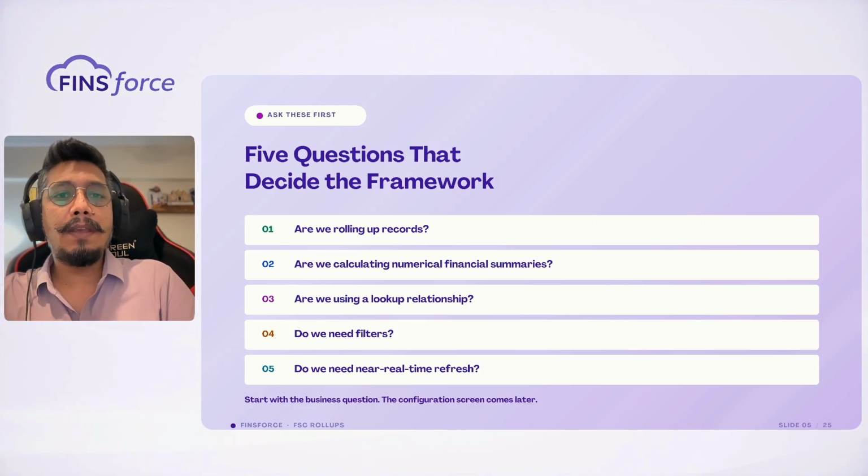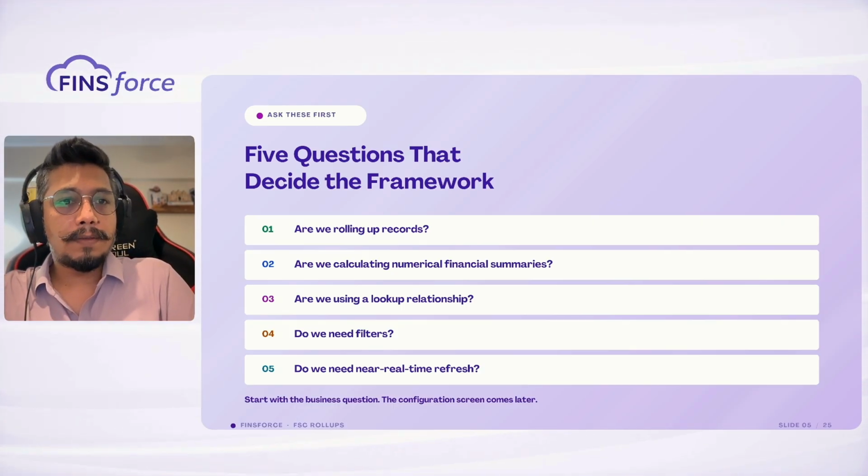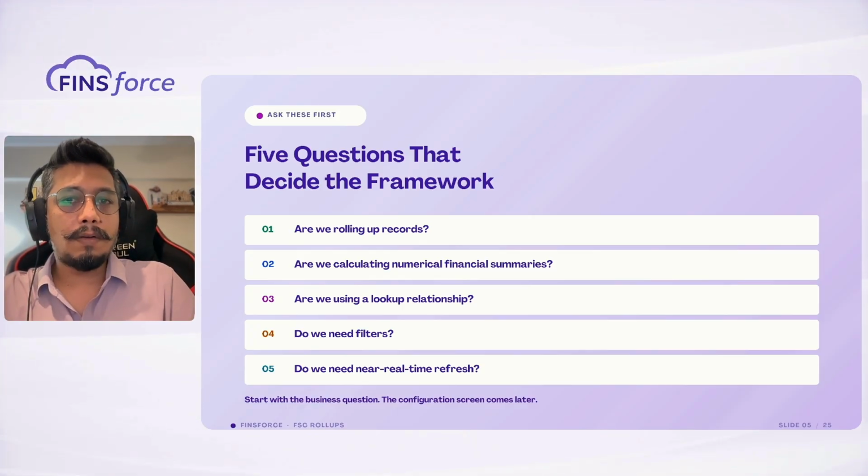First, are we rolling up the records? Then we will go with the record rollup. Are we calculating financial values? Then we will go with the financial summary. Are we using a lookup?